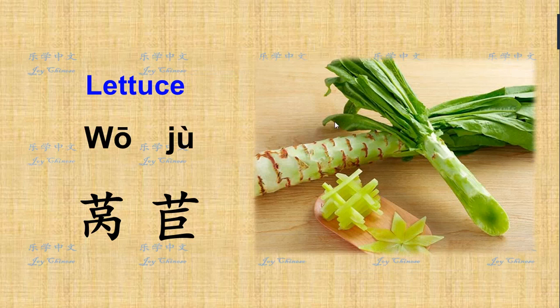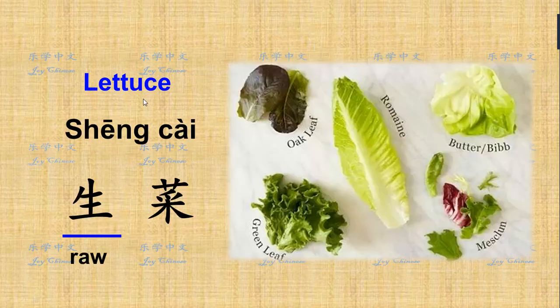Next one is lettuce. For this kind of lettuce, we eat this part. In Chinese, we call it 莴苣. And for the lettuce, we eat the leaves. In Chinese, we call it 生菜. 生 means raw. So these are usually eaten raw.